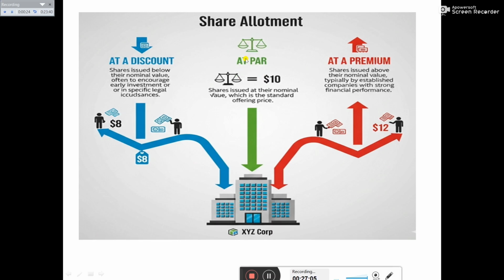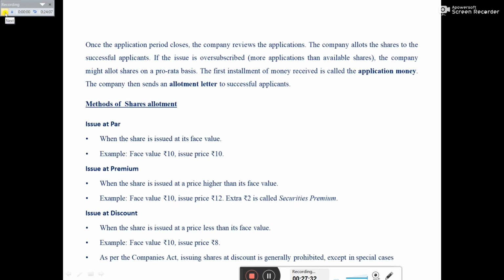And discount: shares issued below the nominal value. If the face value is 10 rupees and it is issued at 8 rupees, that difference amount is what we call the discount, the below value. Okay, discounted rate. And it may also issue at a premium, above the nominal value. The 3 situations: they may issue at premium, par or discount.